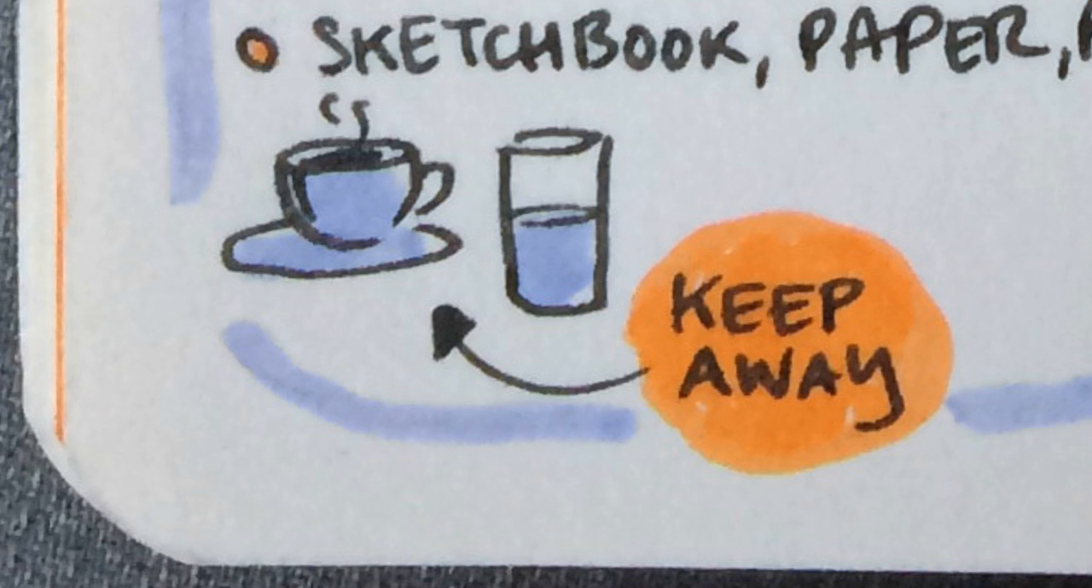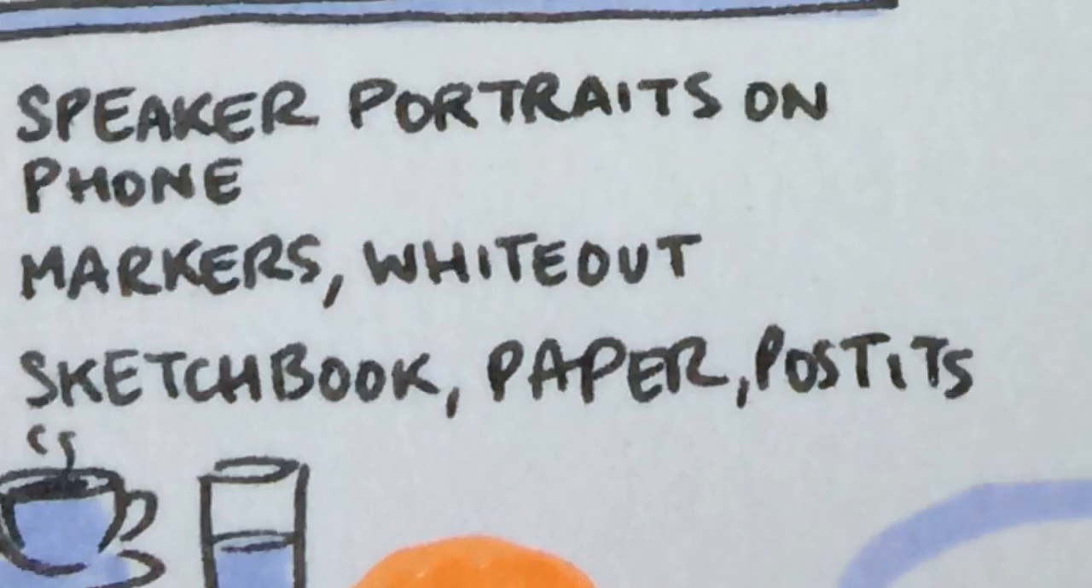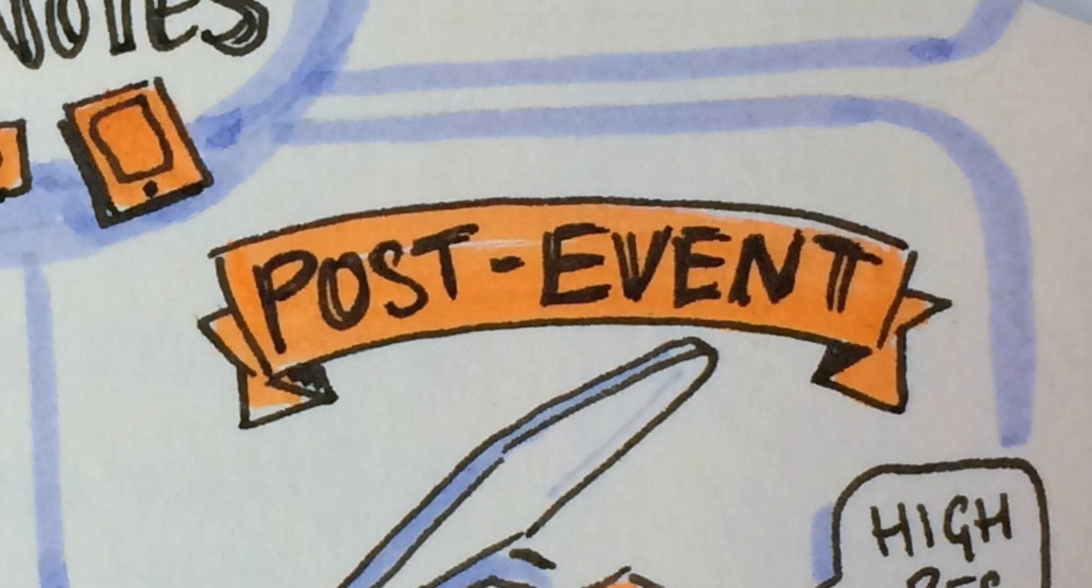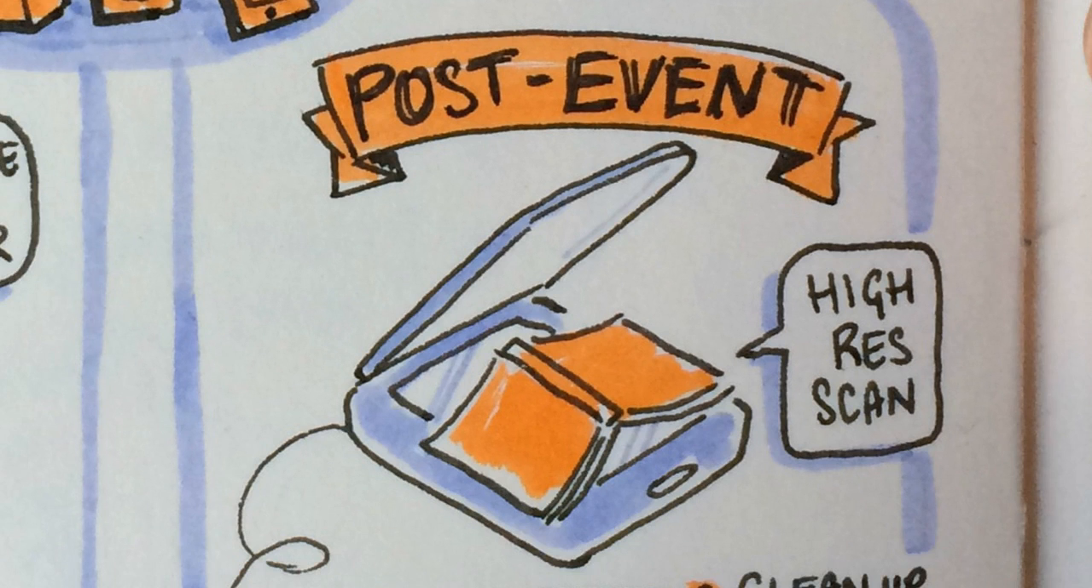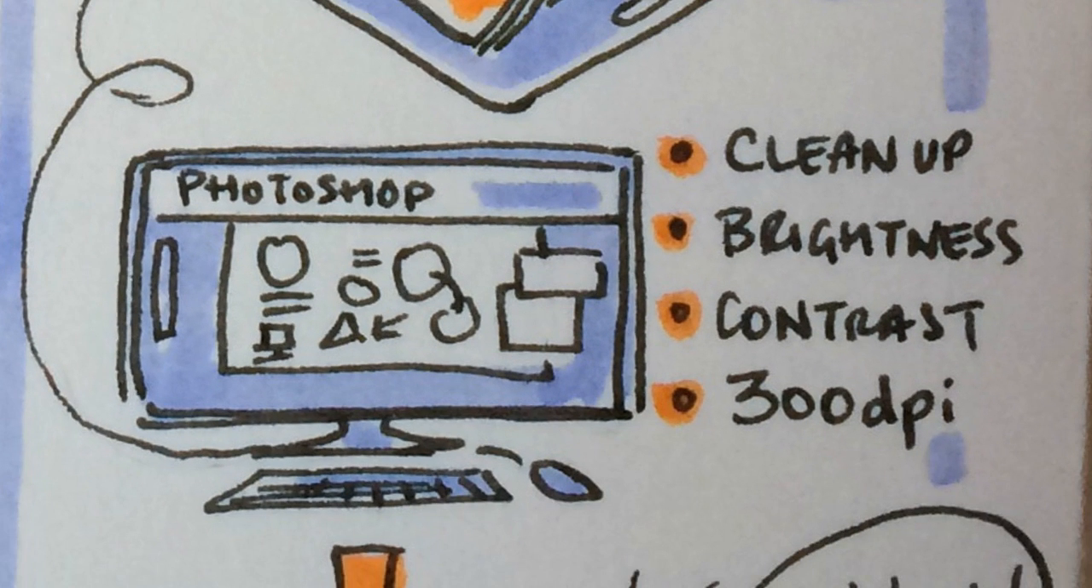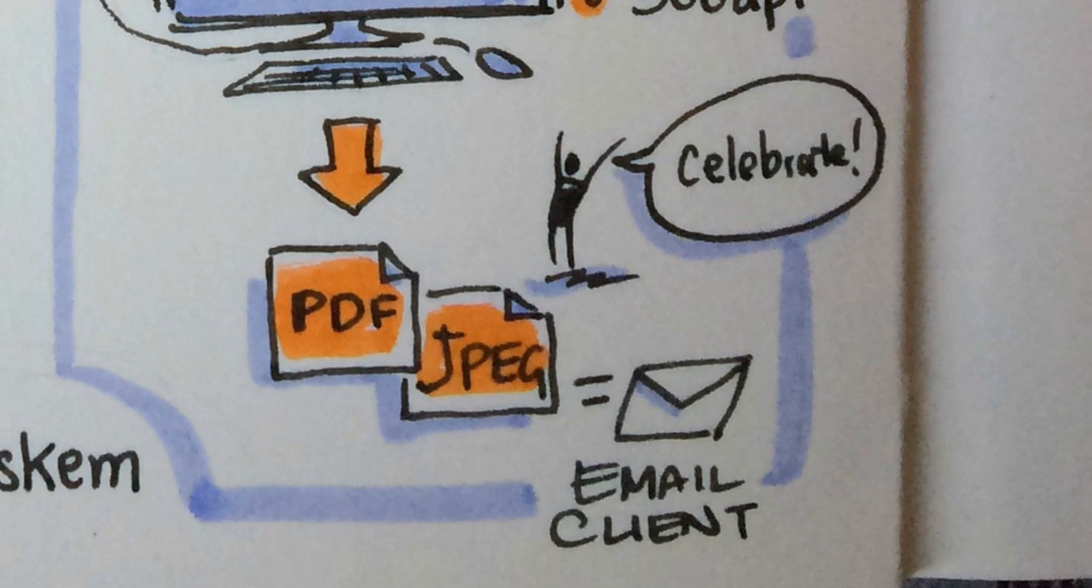And so that's it for the day. You're done. And what I like to do after the event is to scan all my sketchnotes at a high resolution and tidy them up a little bit, because sometimes I do make spelling mistakes. There might be some sketchnotes that might be hanging off, or you want to crop the page in a particular way. And once that's done, you can then export it as a PDF or JPEG and send it away to your client, and go out and celebrate.